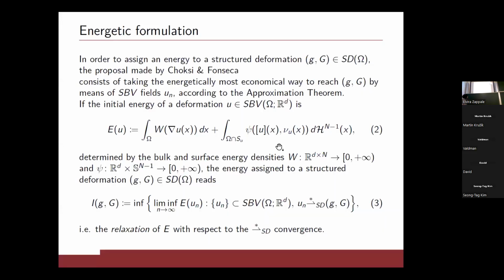So the energy E of u crucially has two components: a bulk term, which is this W, depending on the absolutely continuous part of the deformation u, and a surface term that depends on the jump of your field u and on the normal. Well, okay, so something which is a surface, an elliptic integral.